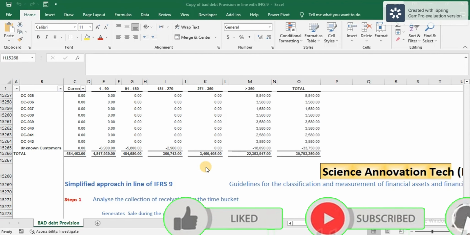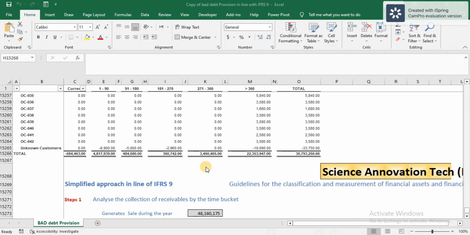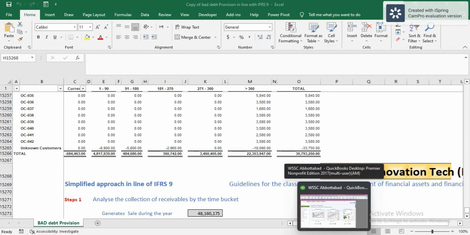First of all, you need to have an aging report so that you could have the buckets of your outstanding receivables. For that there are several accounting software like ERP, SAP and QuickBooks. So here I will just give you a little bit of overview of how to export from QuickBooks.